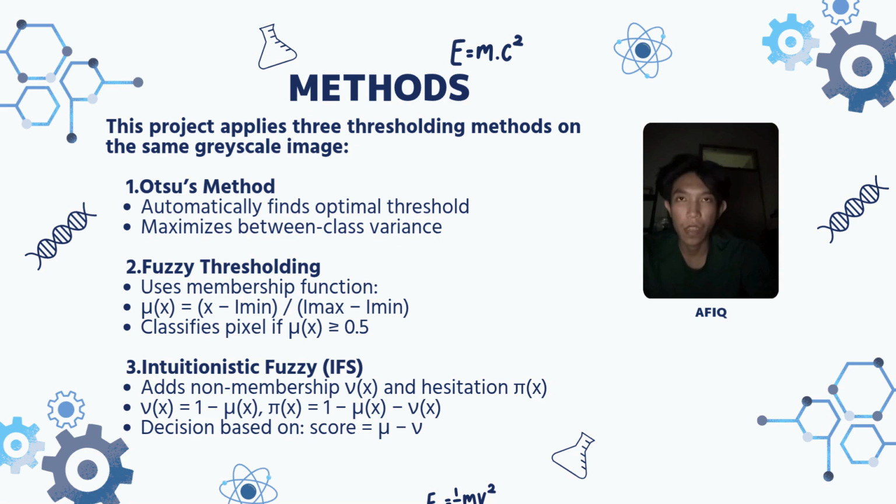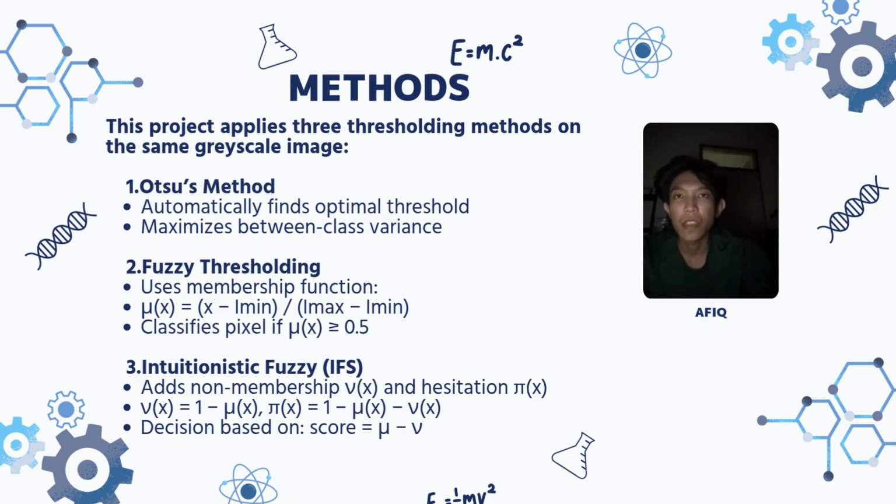This is an automatic thresholding technique that calculates the optimal threshold value by maximizing the variance between the foreground and the background. In simple terms, it automatically finds the best point to separate the objects from the background without requiring any manual inputs. The second method is fuzzy thresholding.